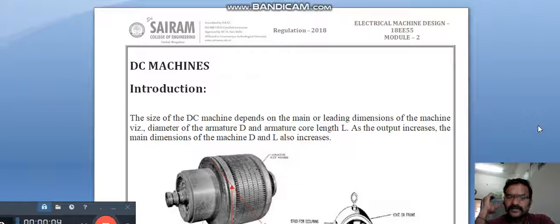Hi to all. In this video, we are going to see the output equation of a DC machine. Before going to the DC machine output equation, we should know why we should go for the output equation.